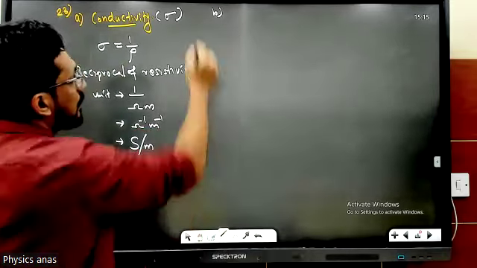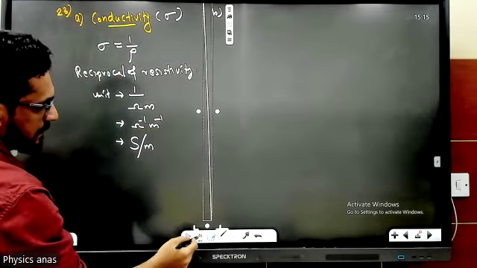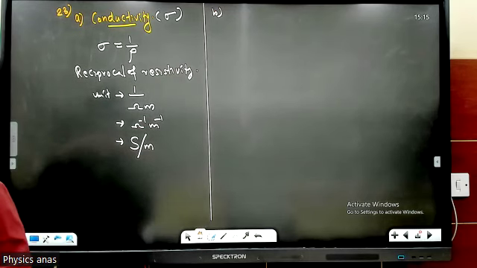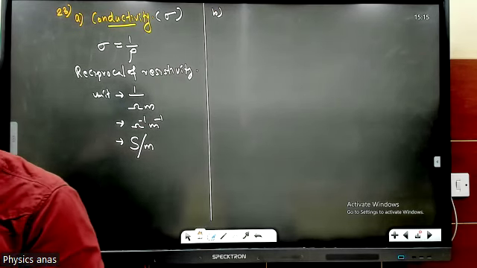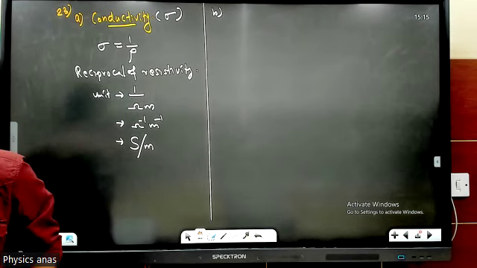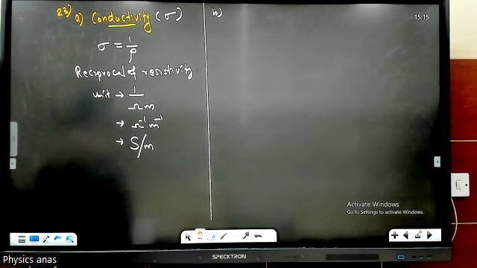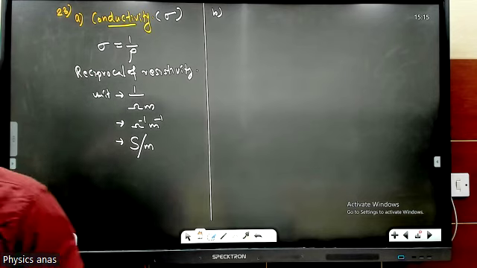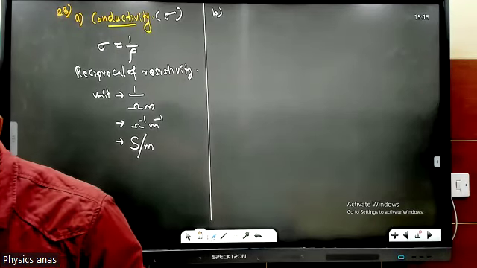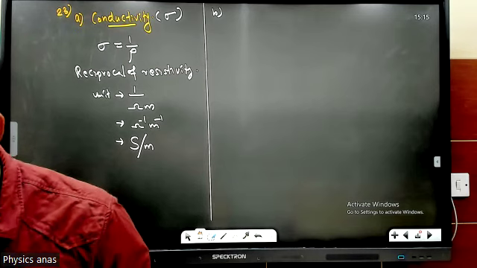Now let's see question number B. Using the concept of free electrons in a conductor, derive the expression for the conductivity of a wire in terms of number density and relaxation time. Hence, obtain the relation between current density and the applied electric field. Read the question and understand what it is.